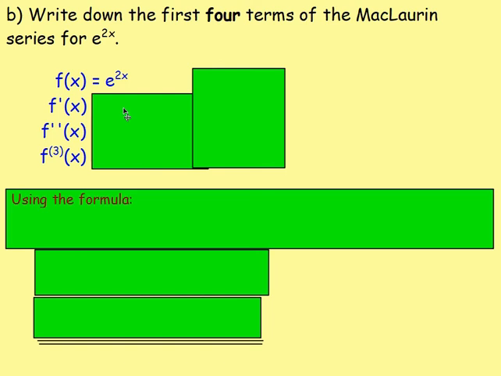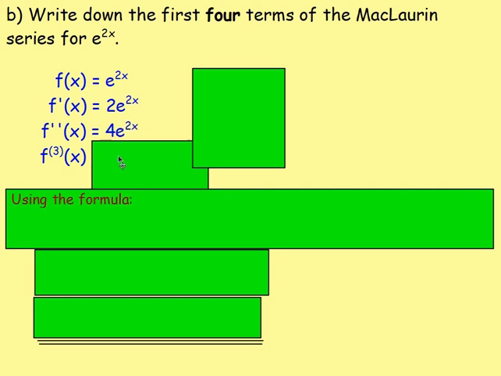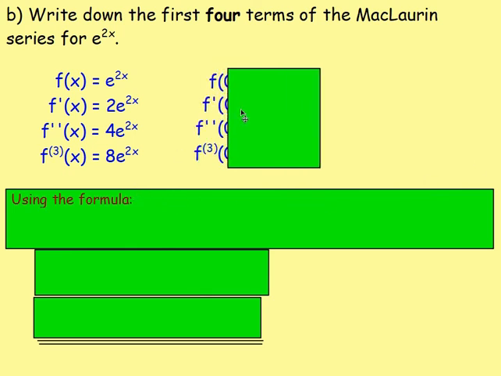Differentiate e to the power of 2x, well it stays as e to the power of 2x, multiply by the derivative, that'll be 2, so we'd have 2e to the power of 2x. Second derivative, 2e to the power of 2x would stay as it is, multiply by the derivative, so multiply by 2, and that will give us 4e to the power of 2x. Third derivative, keep the 4 as it is, keep e to the power of 2x as it is, but multiply by the derivative, multiply by 2, and we get 8e to the power of 2x.